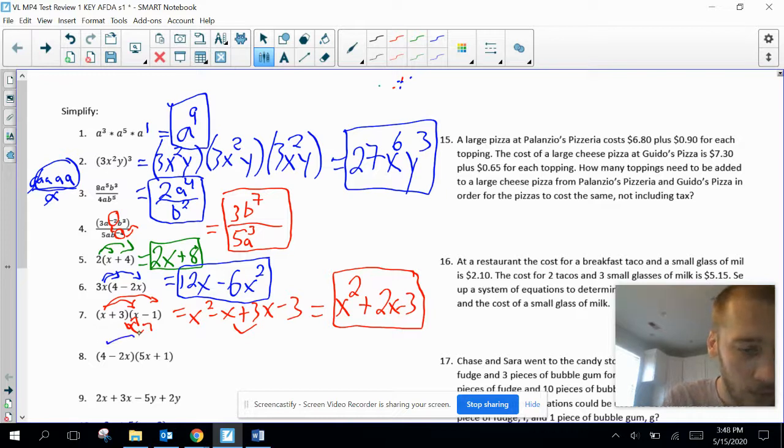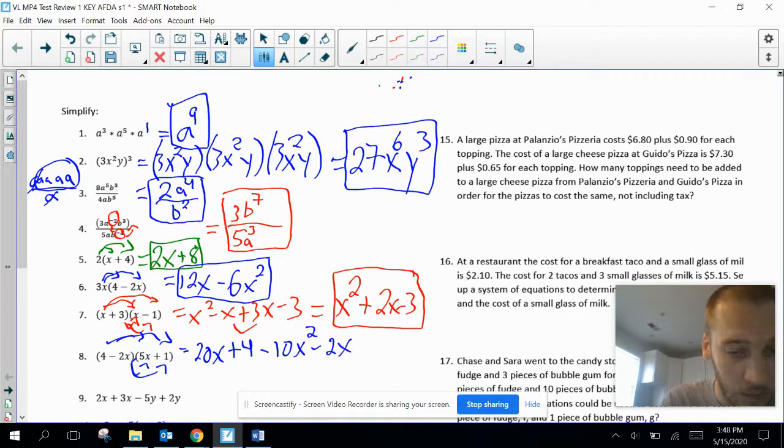Same thing right here. It looks a little bit messier. Same thing is going on. So 4 times 5x, we got 20x. 4 times 1 is 4. That's my outside terms. Then my inside terms. Negative 2 times 5 is negative 10. And x times x is x squared. So negative 10x squared. And then finally, my last terms, we got negative 2x times 1. That's just negative 2x.